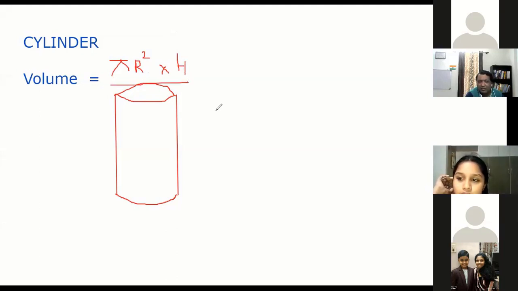That's it. Lot of people mug up the formula. There is no need to mug up the formula, right? This is your h, the height of the cylinder. This is the circular part. This is the radius of the cylinder, correct? From this center to this is the radius, right?